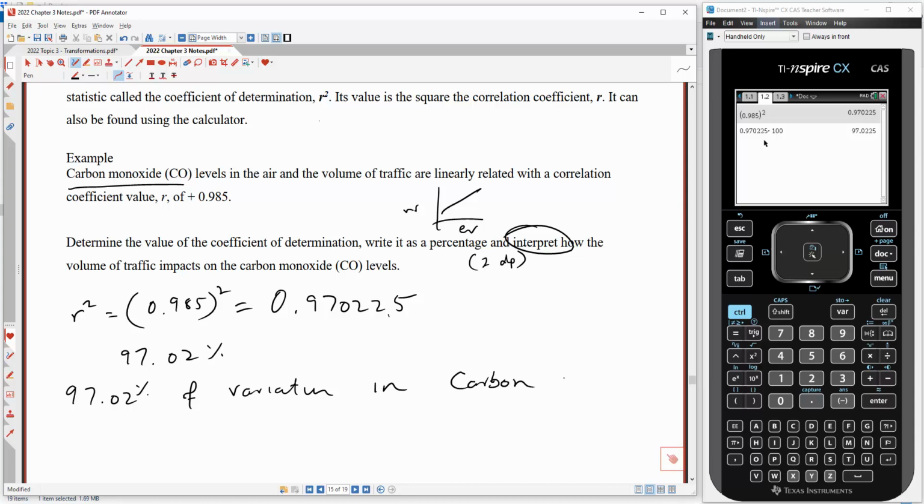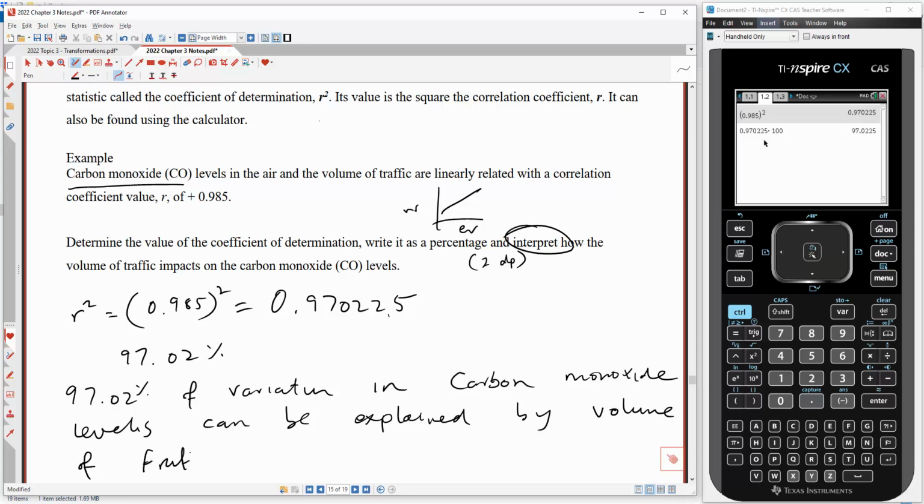carbon monoxide levels can be explained by, and here's what we do, we put the explanatory variable in here, which is, can be explained by volume of traffic. All right, so lots of the variation in carbon monoxide levels can be explained by volume of traffic. In fact, there's 3% of other things. I don't know, that might be other things like methane in the air and stuff like that. I don't know, just other stuff. But lots of the variation in carbon monoxide is explained by traffic.